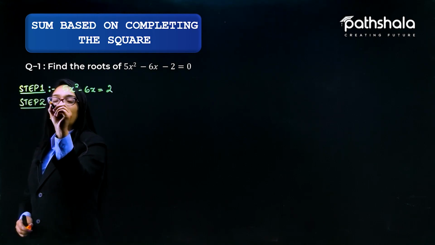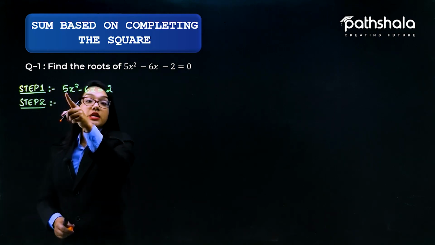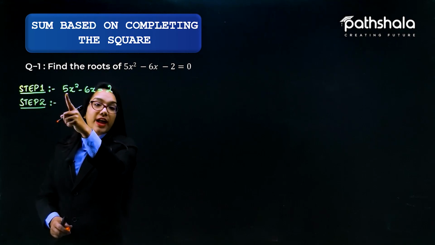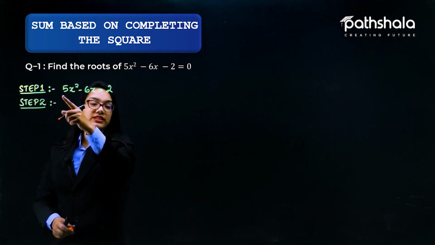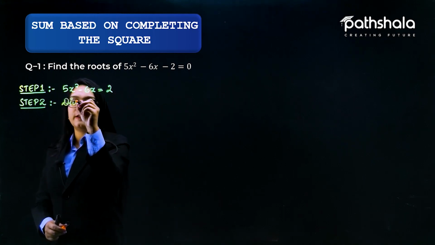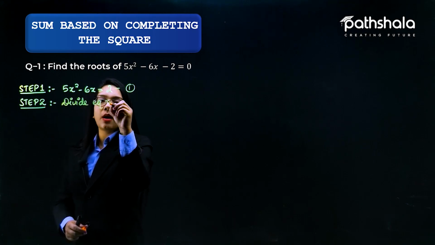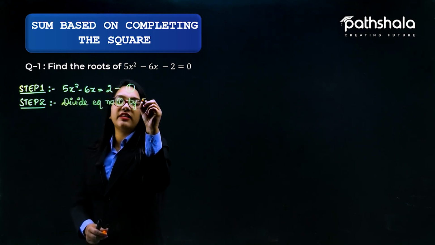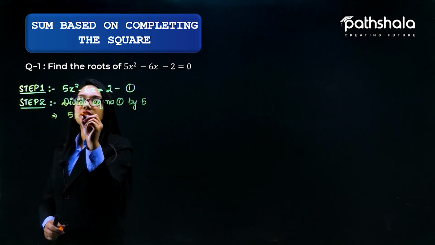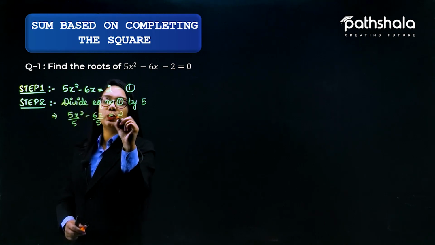Now let's talk about step number 2. Step number 2 was that we have to make the coefficient of x square nothing but 1. As you can see, the coefficient of x square over here is 5. We have to make it 1. So let's divide the whole equation by 5. If we divide the whole equation by 5, it would be 5x square by 5 minus 6x by 5, which is equal to 2 by 5.